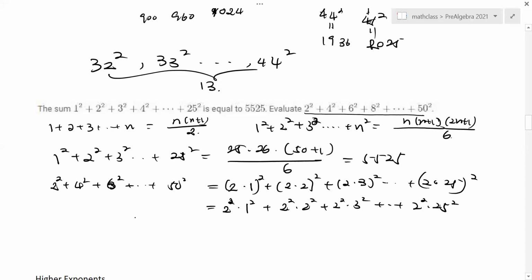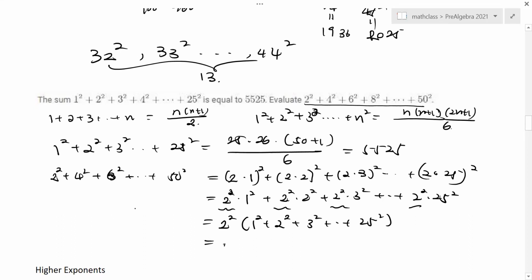Okay. What rule are you using here? A times b squared is a squared times b squared. So this is a common fact. You take it out, and what is inside is the one which we're given. We're given 4, 2 squared is 4, 5,525. Then you multiply this out, and you will get 22102.